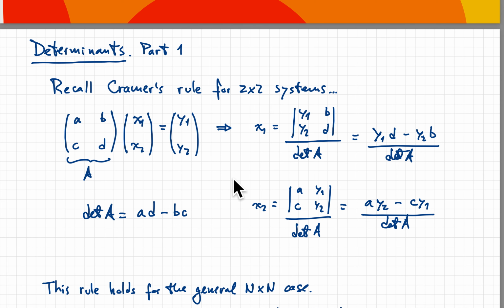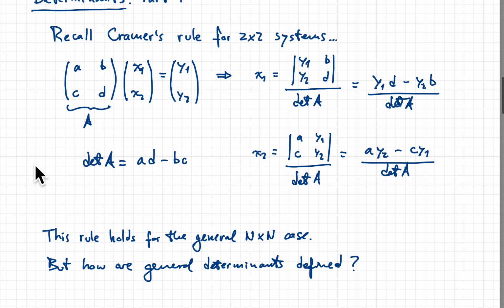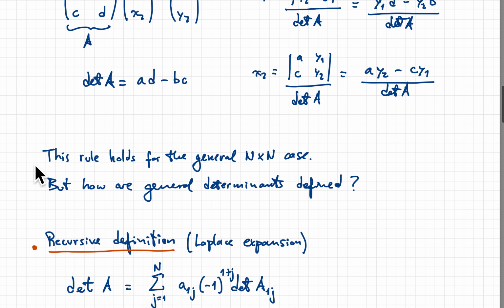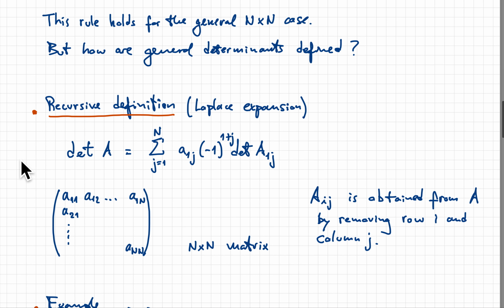Now it turns out that that holds for systems of equations beyond 2x2. This holds in general for the n by n case. But what we didn't see is how to calculate determinants in the general case of n by n. And so that's what we're going to see today. There's a recursive definition, which is the one I like. It's called the Laplace expansion. And it goes like this.